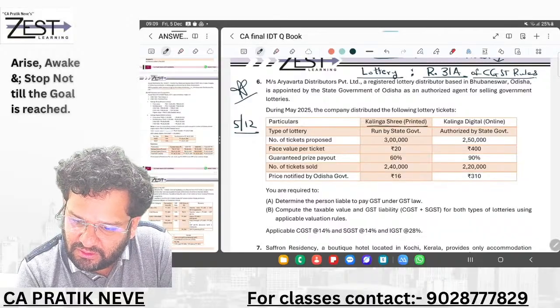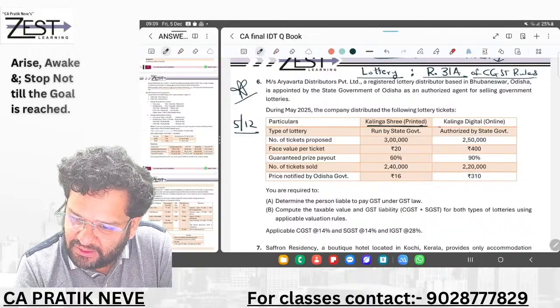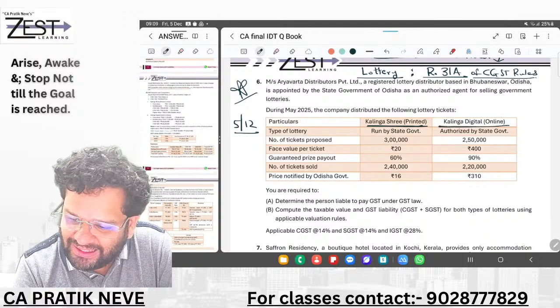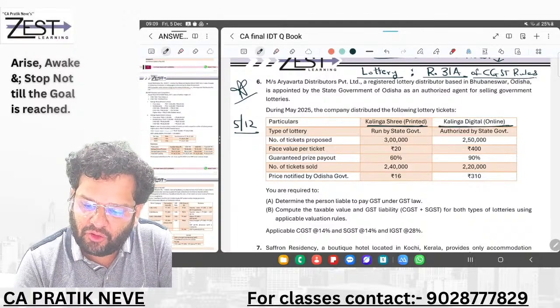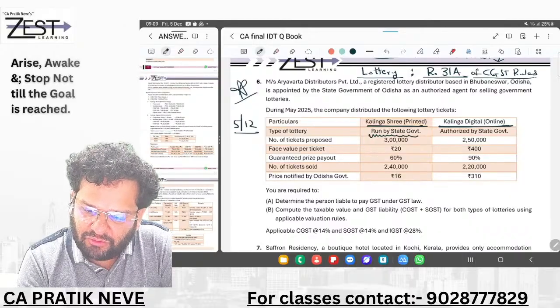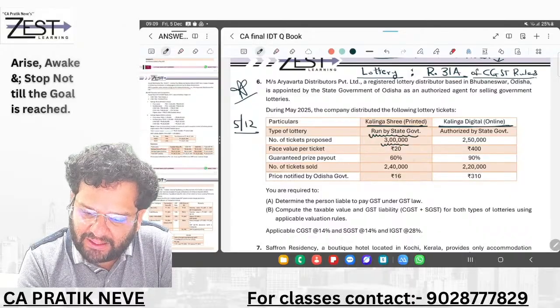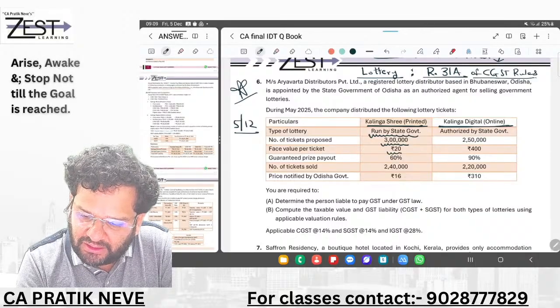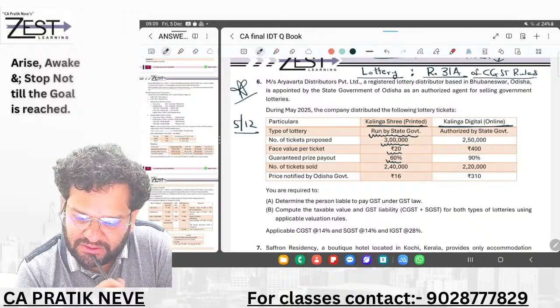Particulars: Kalinga Shri printed and Kalinga Digital Online. Type of lottery: run by state government. Number of tickets proposed: 3 lakhs. Face value per ticket: 20. Guaranteed prize payout 60%. Doesn't matter.